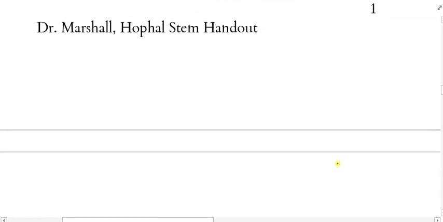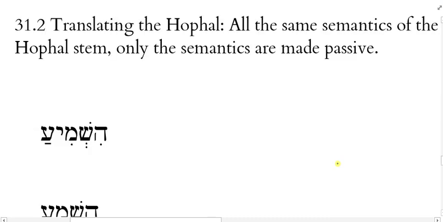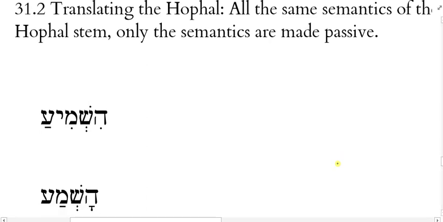Let's go down to the third page. On page 3, what we see, and this I'm just summarizing Ross here, but I'm giving you some examples that Ross doesn't necessarily give you. For translating the Hophal, then, you basically have to figure out what is the Hiphil meaning, and then can I make it passive? All right? The Hophal will generally be the passivization of the Hiphil's meaning.